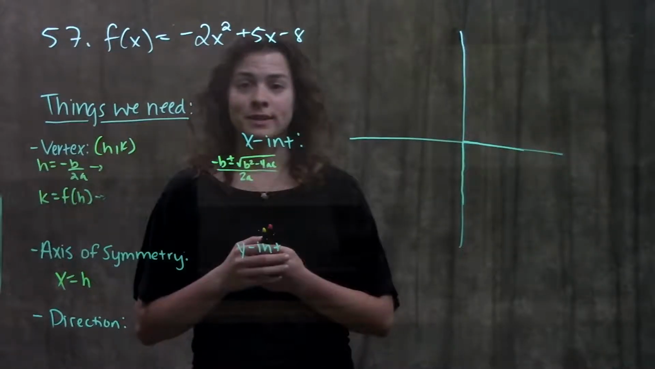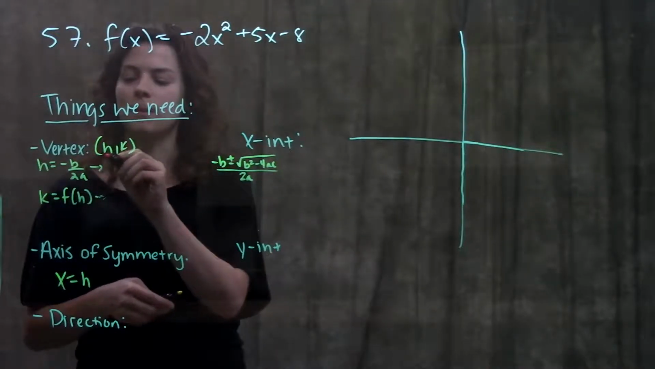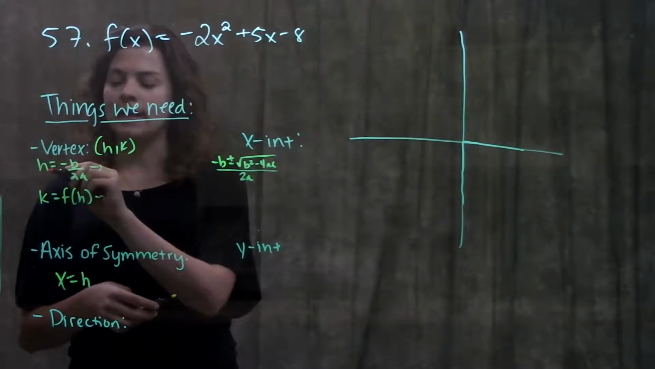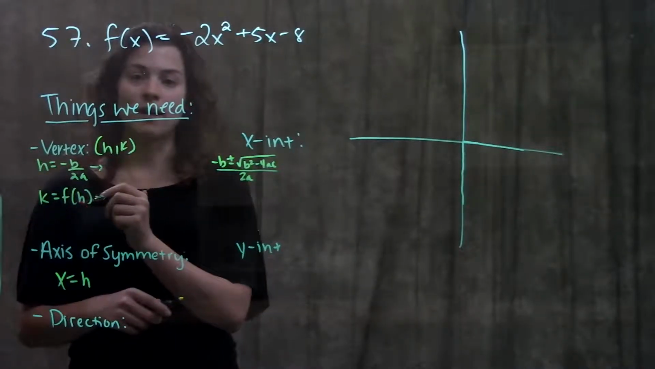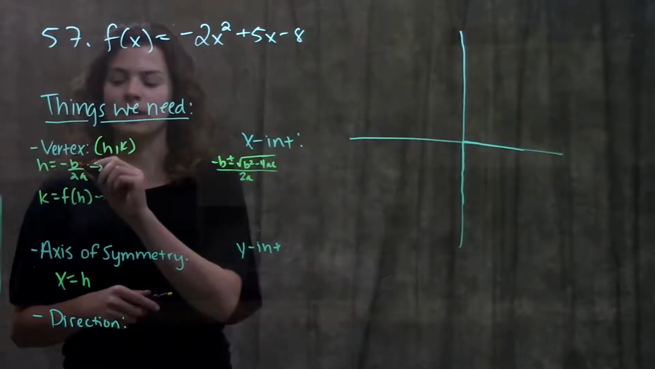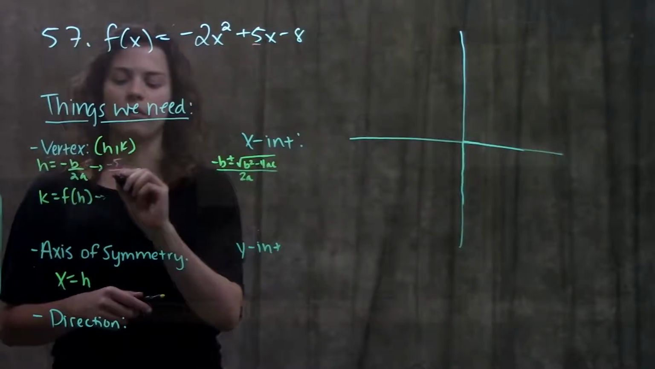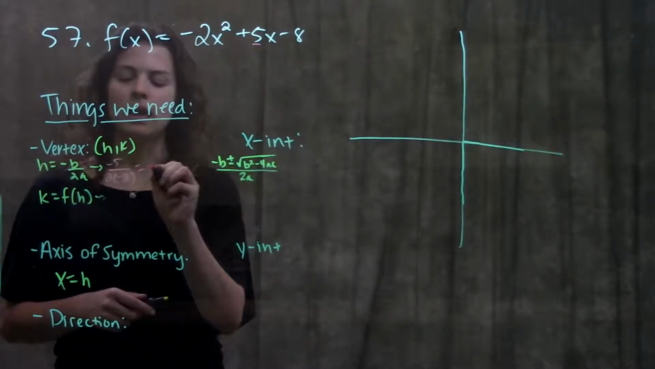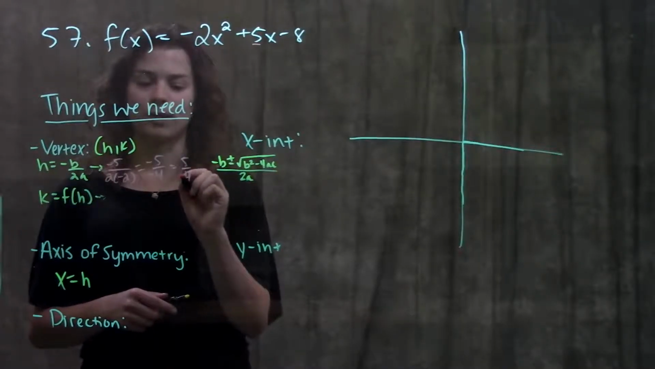So starting off with the first thing that they're asking us for, they're asking for the vertex, and if you remember, the vertex is represented by (h, k), where h is equal to negative b over 2a, and k is just the y value that corresponds to whatever we find here. So to find our h, we're going to do negative b, or in this case, negative 5, over 2a, or 2 times negative 2. This will give us negative 5 over negative 4, or just 5 over 4.